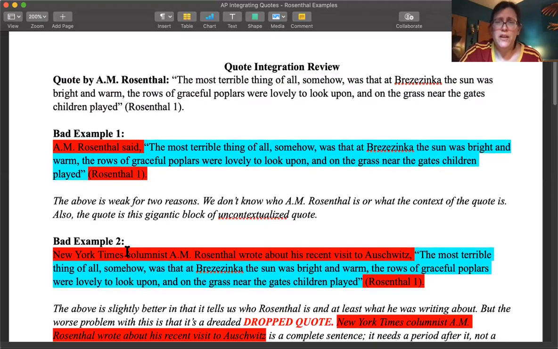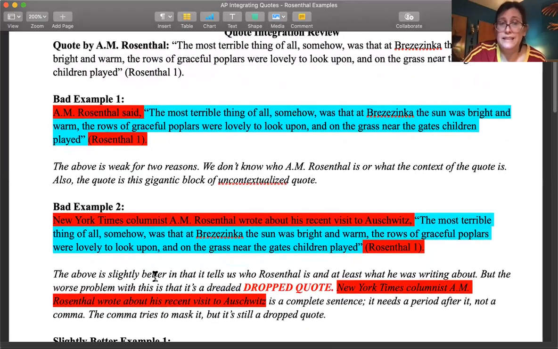All right, so here's another bad example, and this is one that I definitely see my AP students doing. New York Times columnist A.M. Rosenthal wrote about his recent visit to Auschwitz. The most terrible thing of all, somehow, was that at Brzezinka, the sun was bright and warm, the rows of graceful poplars were lovely to look upon, and on the grass near the gates, children played. Well, on one hand, now it tells us who Rosenthal is, and at least what he was writing about. The worst problem with this is that this is a dropped quote. What you see here is a complete sentence. It actually needs a period after it, not a comma. And if we put that period there, you immediately recognize that, oh, that makes it a dropped quote.